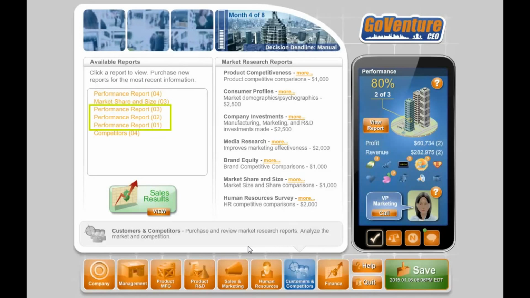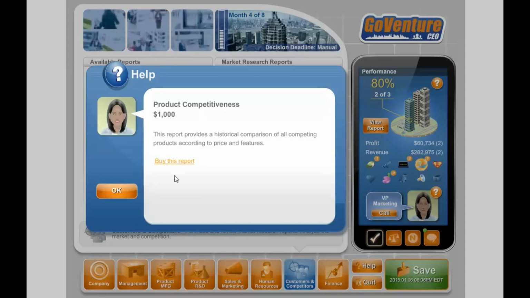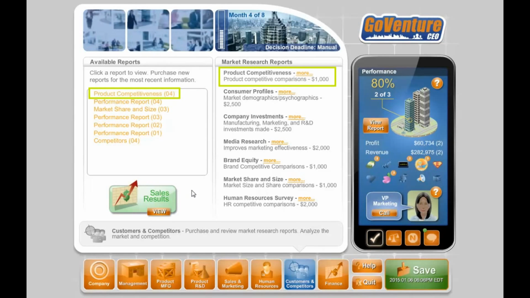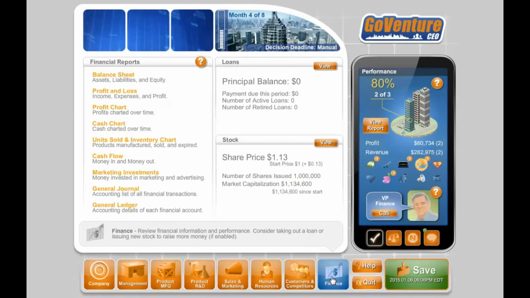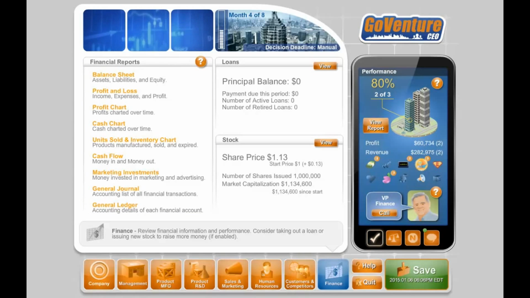Some, like the performance reports, are provided to you free each period. Other reports may cost you money from your budget to purchase. Some reports get updated each period, so you may need to keep purchasing them if you want fresh information. And finally, the Finance screen. There are numerous financial and accounting reports available here to help you closely track your company's financial history. Your simulation may also offer you the option to raise more money by taking out a loan or selling shares in your business.